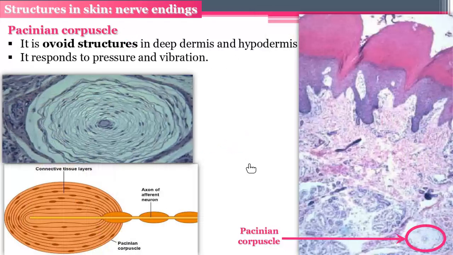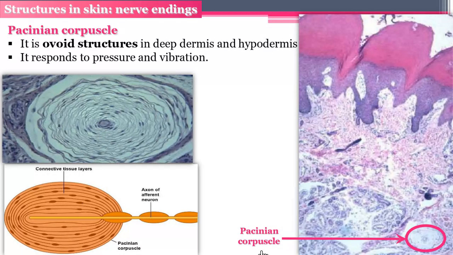The next is the Pacinian corpuscle. You can see here where I have put the pointer on your right hand side. That is the Pacinian corpuscle. They are ovoid structures present in the deeper part of the dermis, that is the hypodermis. You know the deeper part of the dermis is the hypodermis. They are present in the hypodermis and they are responsible for pressure and vibration. This is the H&E stained section of a Pacinian corpuscle. These are the two different structures which are present in the skin.